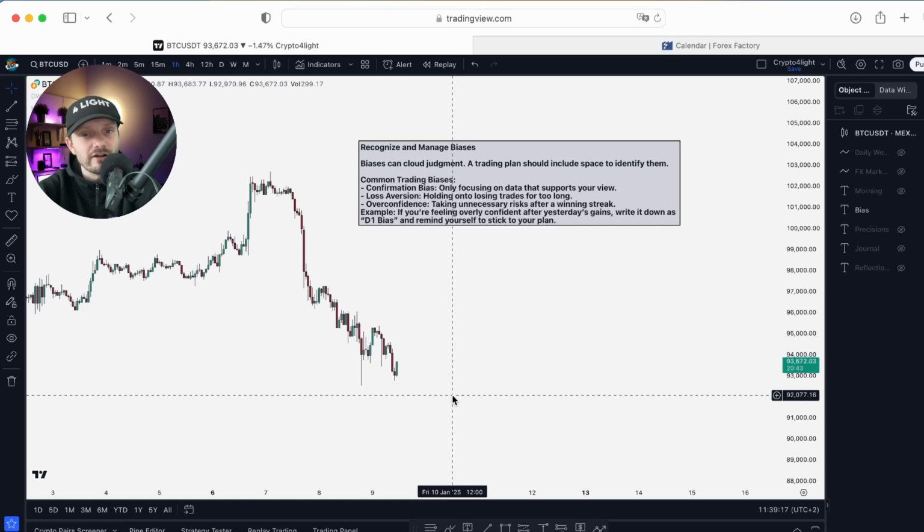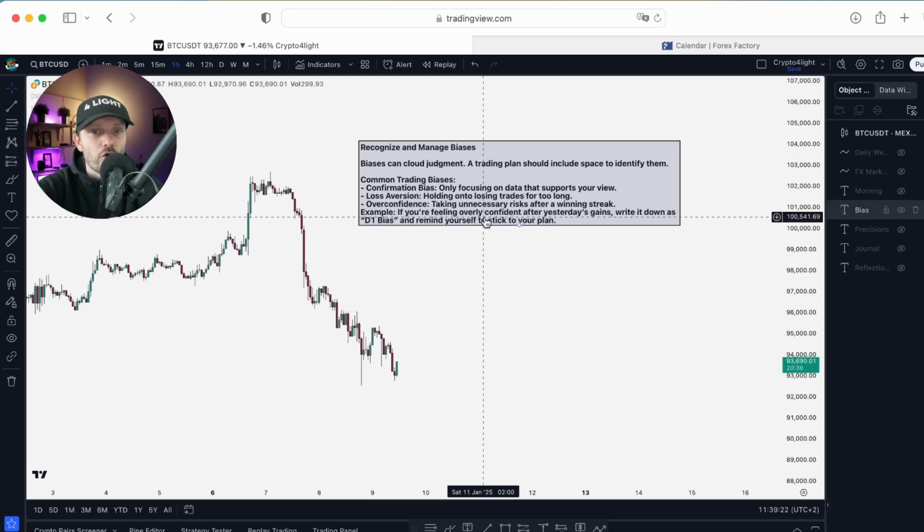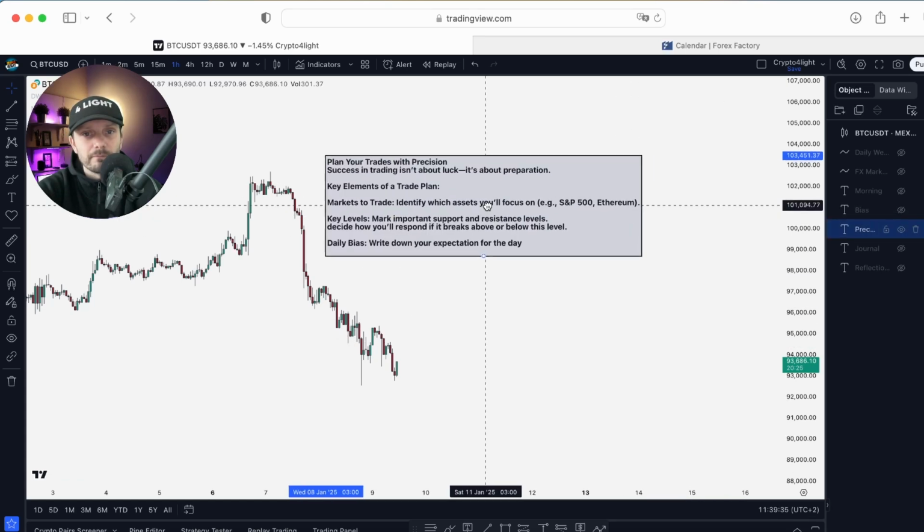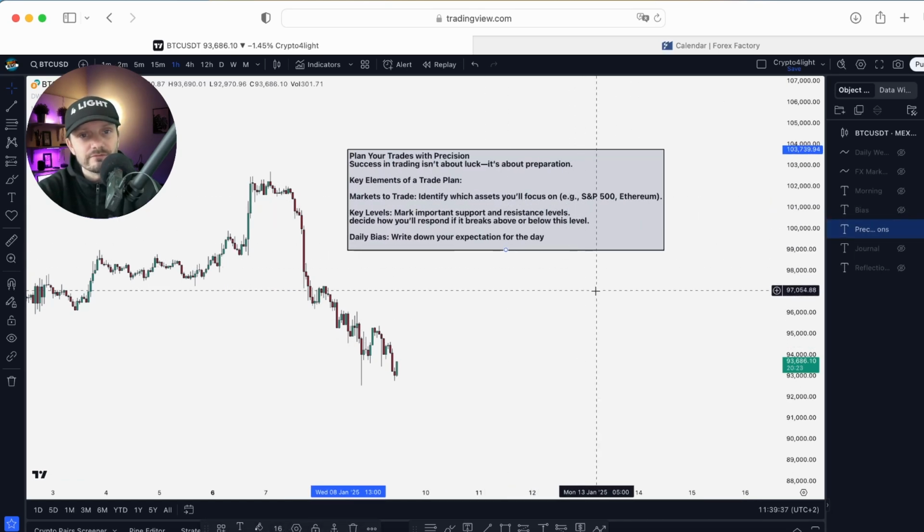So you feel like a genius after a few winning streaks. For example, if you're feeling overly confident after yesterday's gains, write it down as your daily bias, and remind yourself to stick to your plan. Pretty simple. Next moment is precision. Plan your trades with precision.